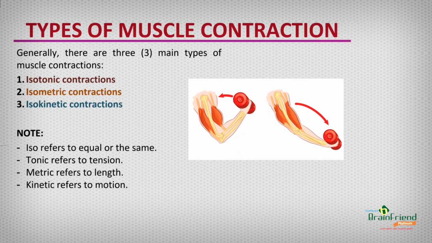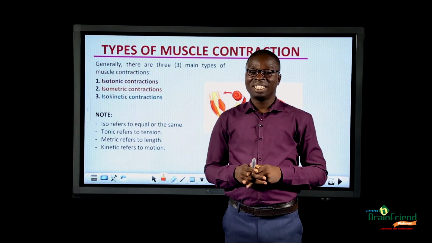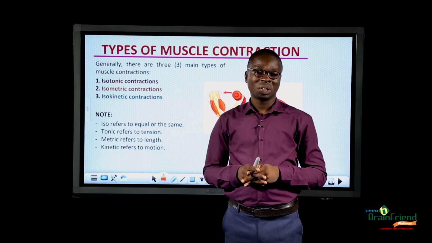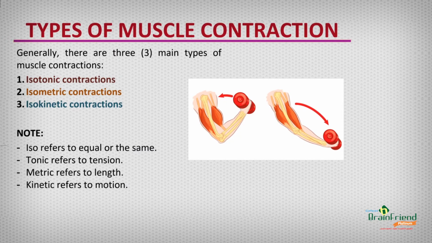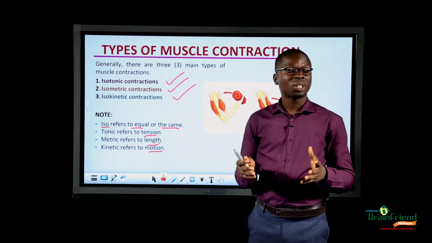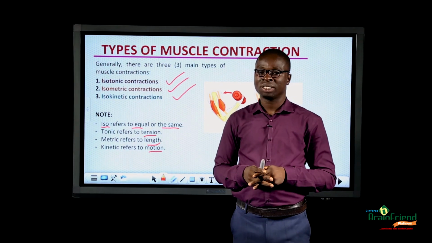Now let's talk about the types of muscle contraction. There are three basic types of muscle contractions, namely isotonic contractions, isometric contractions, and isokinetic contractions. Note, iso refers to equal or the same. Tonic for this lesson refers to tension. Metric refers to length, and kinetic refers to motion. With this in mind, let's talk about isotonic contractions.